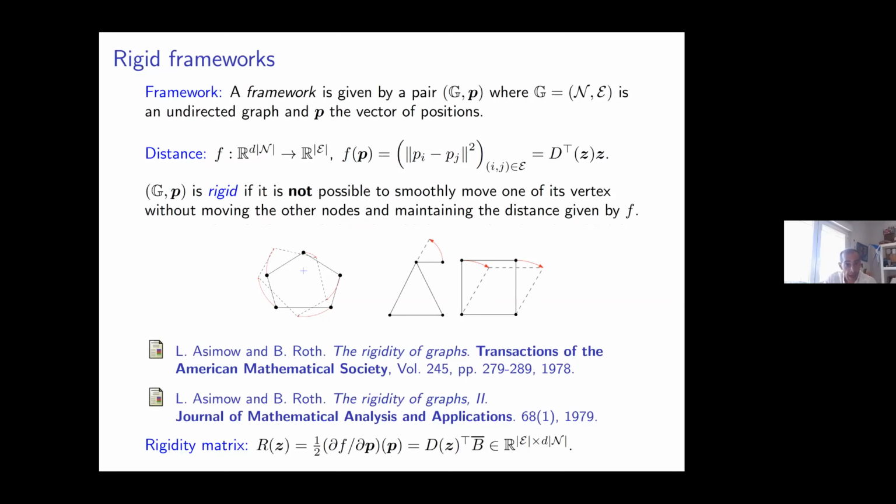A framework is a pair, (G, p), where G is an undirected graph, where N denotes the set of nodes, the set of vertices. Basically, they contain the information of each individual agent, the dynamics of each individual agent, and E is the edges of the graph that describe the connection between the agents. The graph is static and time invariant, and p is a vector of positions.